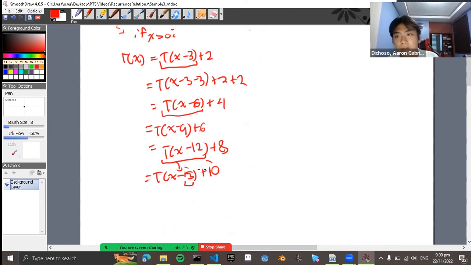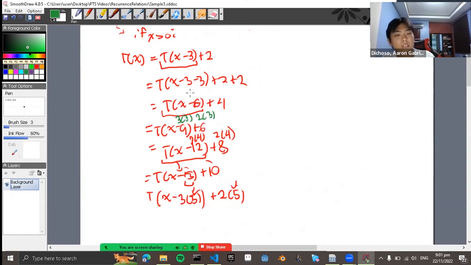Let's factor out a 5 from both of these. So we would be left with t of x 3 times 5, yung nasa loob, plus 2 times 5. Same value, right? So may 5 dito, may 5 dito. Dito naman, it would be 3 times 4. And this 8 would be 2 times 4, right? Here, it would be 3 times 3. 6 is 2 times 3. Here, it would be 3 times 2. And 4 be 2 times 2. So here, we can start to observe the pattern, right?